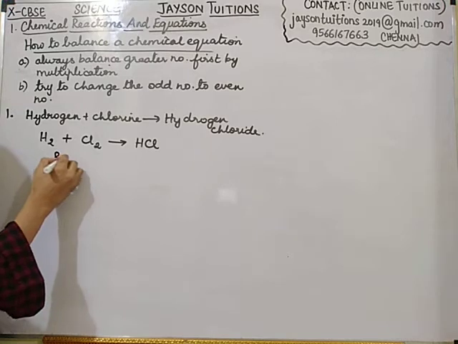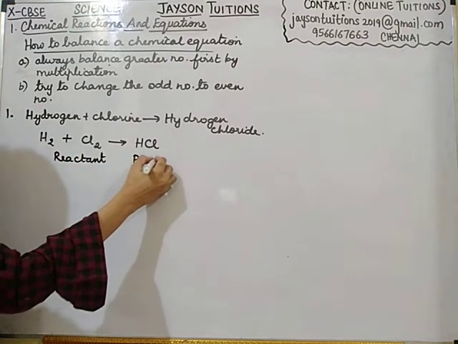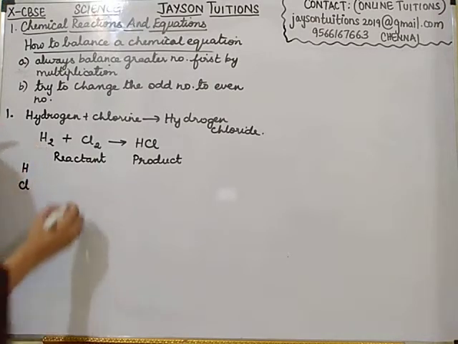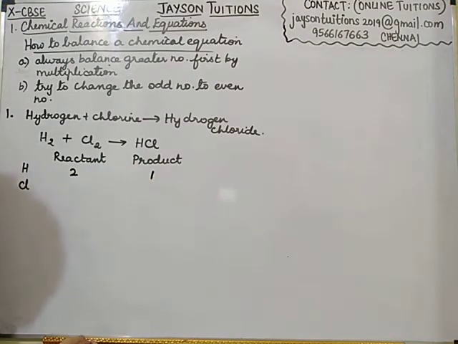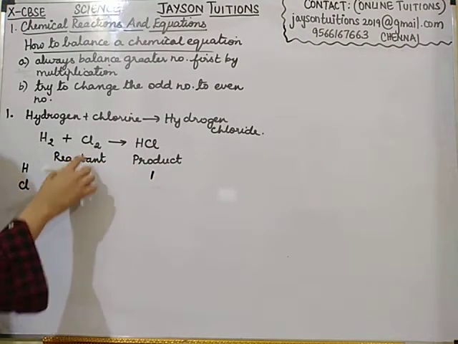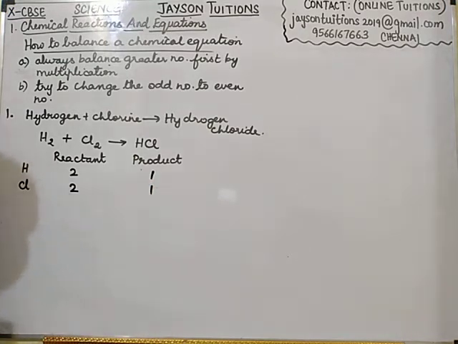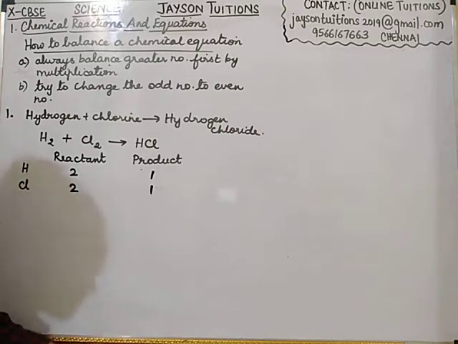So now I am going to take the reactant side and the product side. What are the elements present? Hydrogen is present and chlorine is present. This side there are two hydrogens, this side only one hydrogen is there. Chlorine, this side there are two chlorines and this side only one chlorine is present. So how to balance this? Here both the numbers are same, so any one atom you can balance.